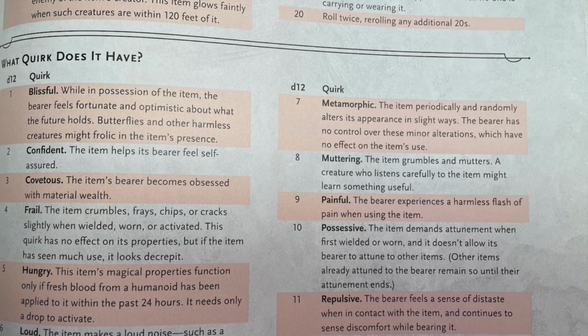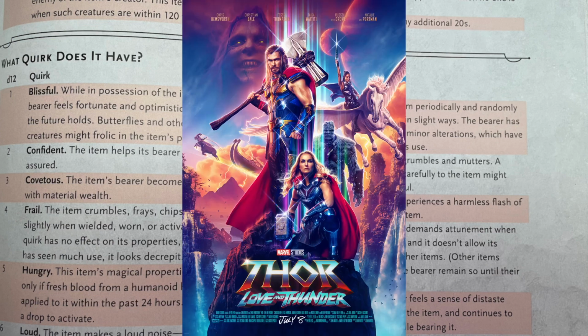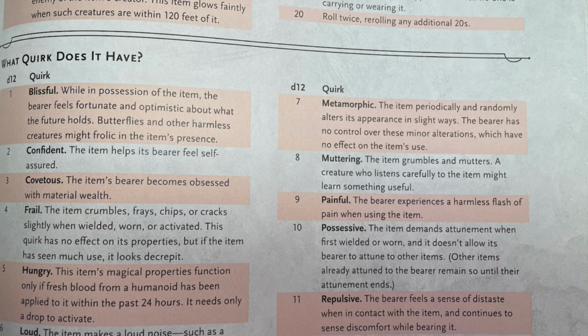Muttering. The item grumbles and mutters. A creature who listens carefully to the item might learn something useful. Painful. The bearer experiences a harmless flash of pain when using the item. Possessive. The item demands attunement when first wielded or worn, and it doesn't allow its bearer to attune to other items. Well, it sounds a lot like Thor's hammer. Repulsive. The bearer feels a sense of distaste when in contact with the item and continues to sense discomfort while bearing it.